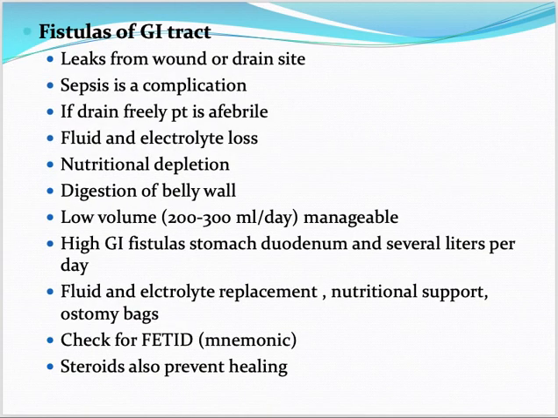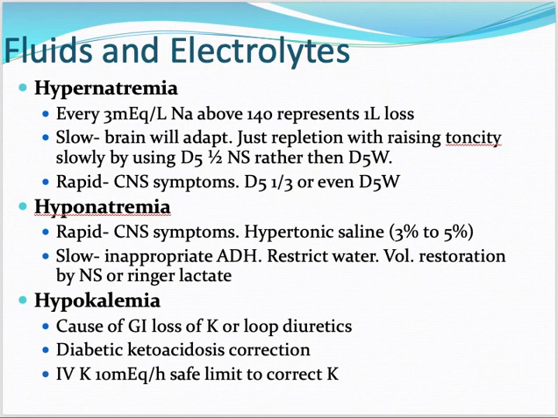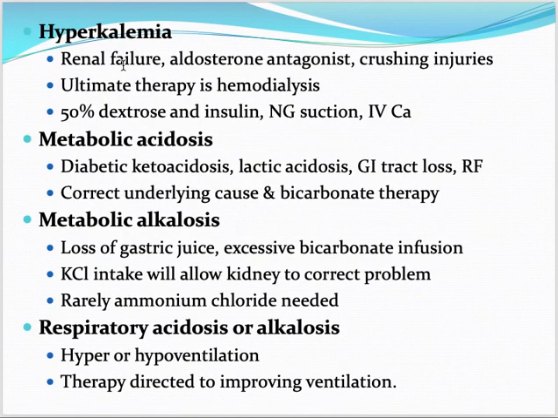Fistulas can form in the GI tract. And the last thing: in the post-surgical period, any type of fluid and electrolyte abnormality can occur, as I was telling you, because most of the patients cannot take anything per oral. Of course, we replace the fluids. We have already discussed how to replace the fluids and what the daily requirement is. So anything can occur, ranging from hypernatremia to hyponatremia, and from hypokalemia to hyperkalemia, or metabolic acidosis or alkalosis, or respiratory acidosis or alkalosis.